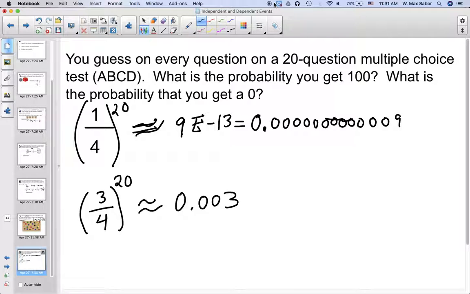That's how we deal with independent probability. These are independent events, because each question doesn't change your answer for future questions.